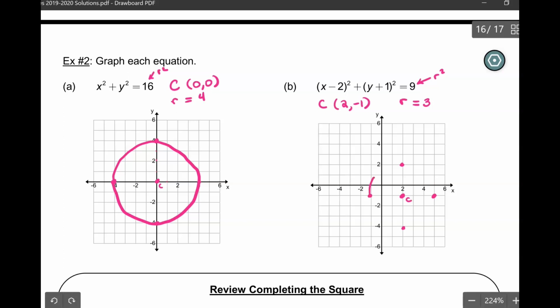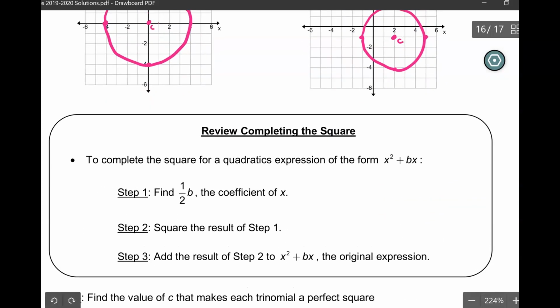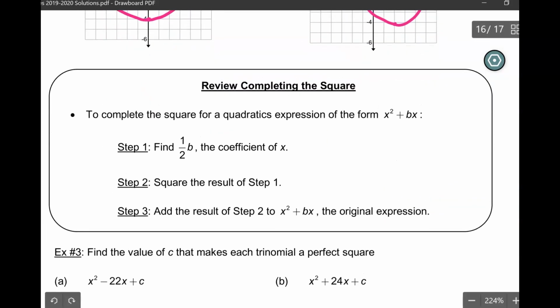And then we're just going to connect them. And it's almost more difficult when you have the points to make that perfect circle. So just do your best. It's fine. As long as it goes through the 4 points, it's fine.